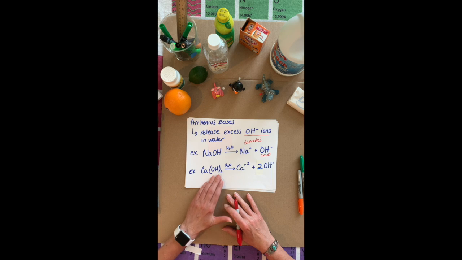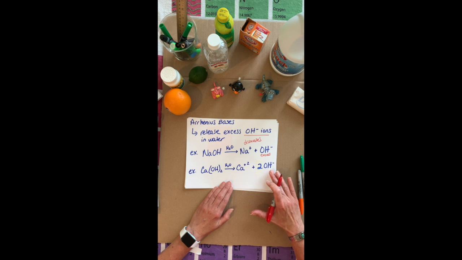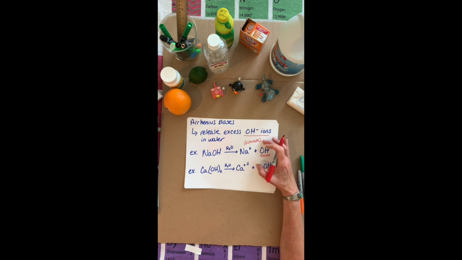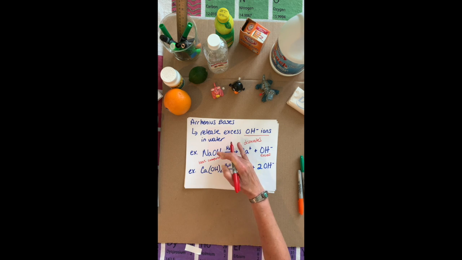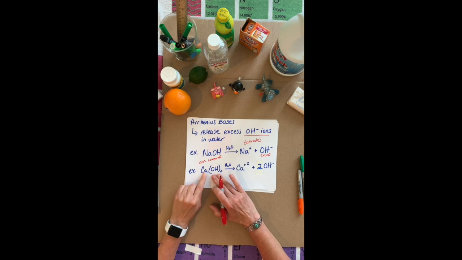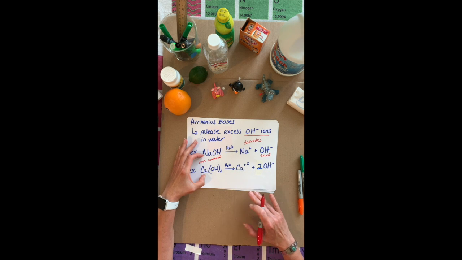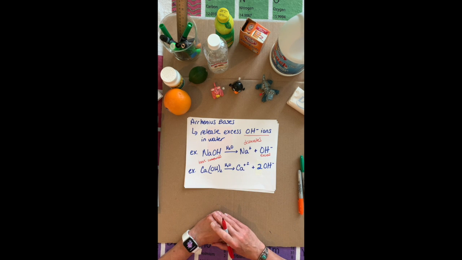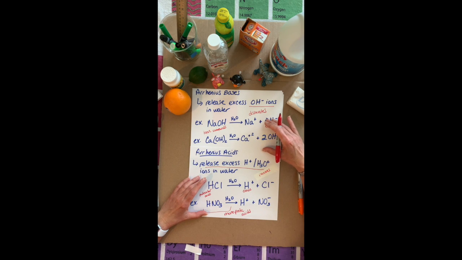Calcium hydroxide placed in water dissociates into calcium ions and actually two hydroxides. This is considered dissociation because these are ionic compounds, sodium hydroxide and calcium hydroxide. We have metals and nonmetals. And ionic compounds dissociate when they dissolve in water. Now, a quick look back. I've got my acids down here and the bases here.